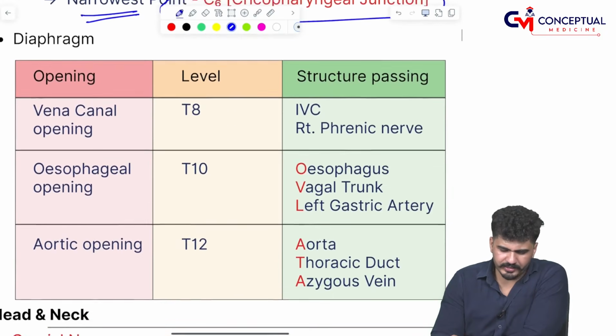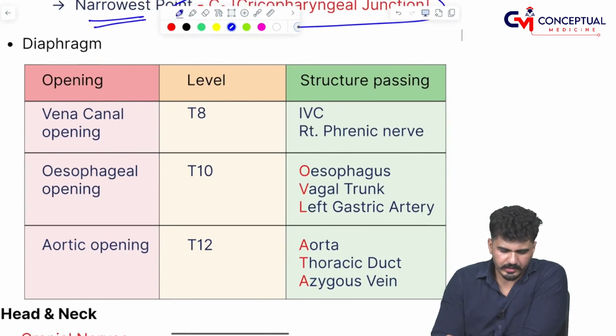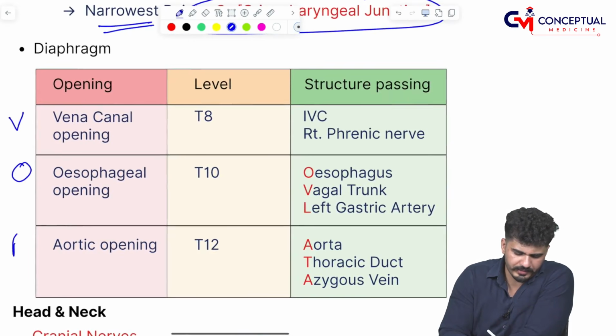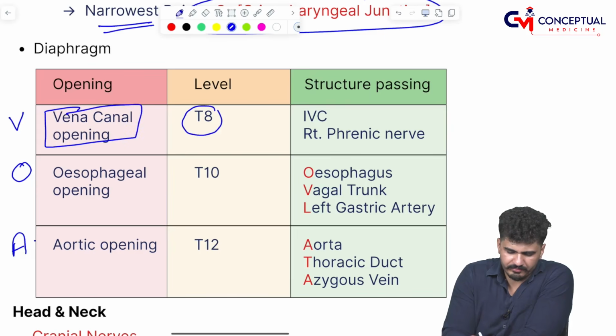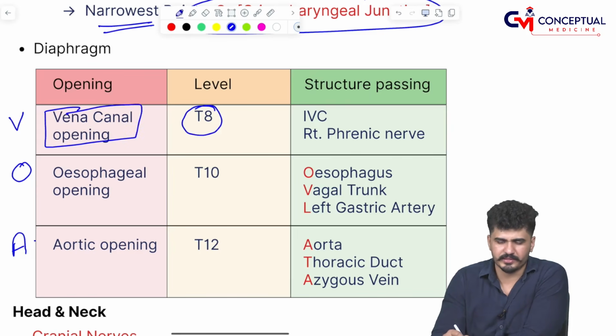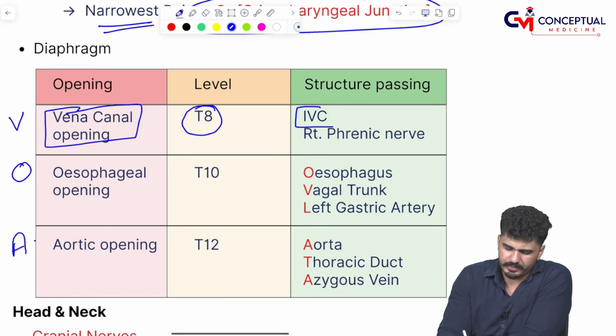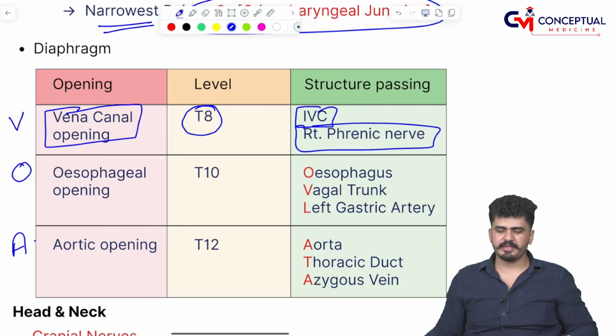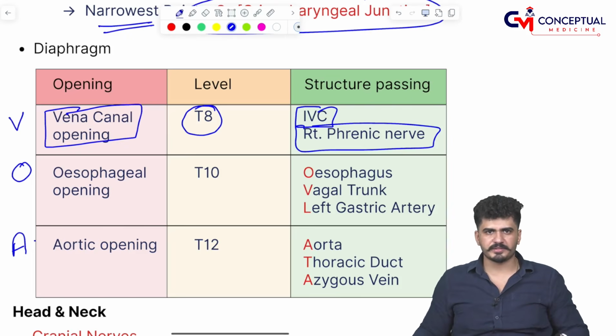Let's talk about the diaphragm right now, sir. Diaphragm. We'll see the diaphragm right here. 3 openings we see. Opening number 1 is the vena cava opening, present at level T8, and the structures passing through are the inferior vena cava and the right phrenic nerve. Very important thing to remember for the exam. Inferior vena cava and right phrenic nerve are passing through here.